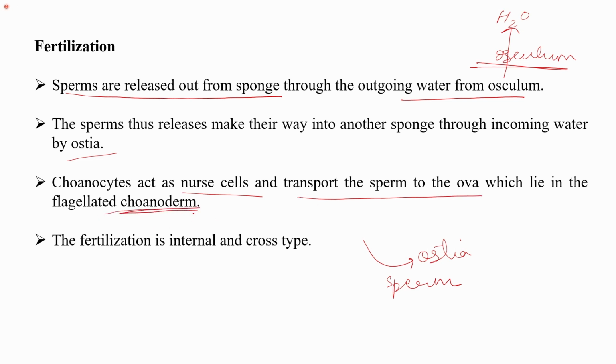Choanocytes act as the nurse cells and transport the sperm to the ova, which lie in the flagellated choanoderm. The fertilization is internal. This is important. Fertilization takes place within the body of the sponge, but it is cross type. That is, it is a cross fertilization, and the fertilization is internal. That is, the fertilization happens inside the body of the sponge.